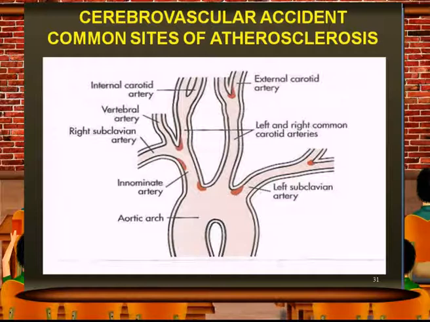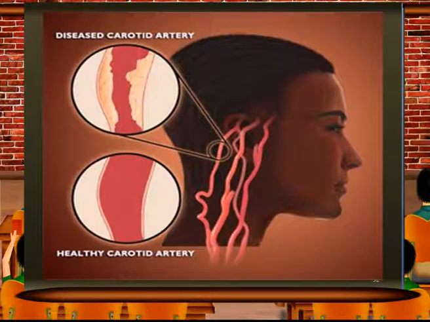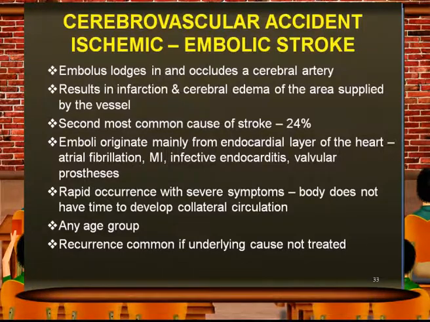This is another picture where you will see the diseased carotid artery on the top and the healthy carotid artery at the bottom, and this is ultimately prone to stenosis or thrombus formation. Cerebrovascular accident, ischemic or embolic stroke: usually an embolus lodges in a cerebral artery and occludes it, resulting in infarction and cerebral edema of the area supplied by the vessel.